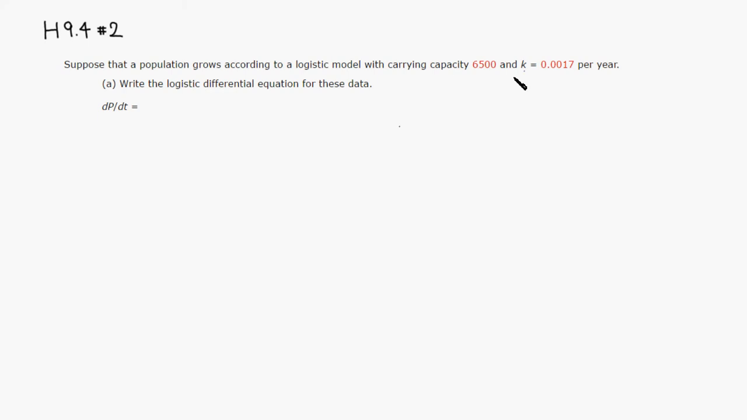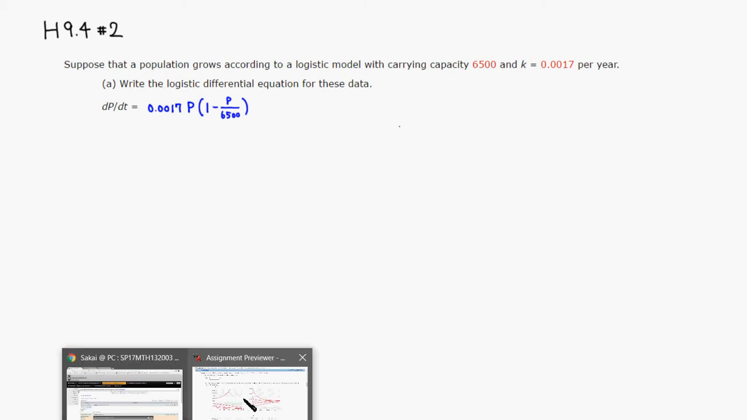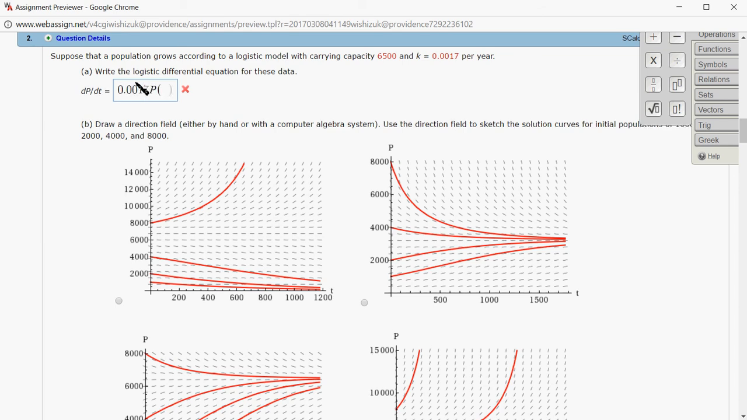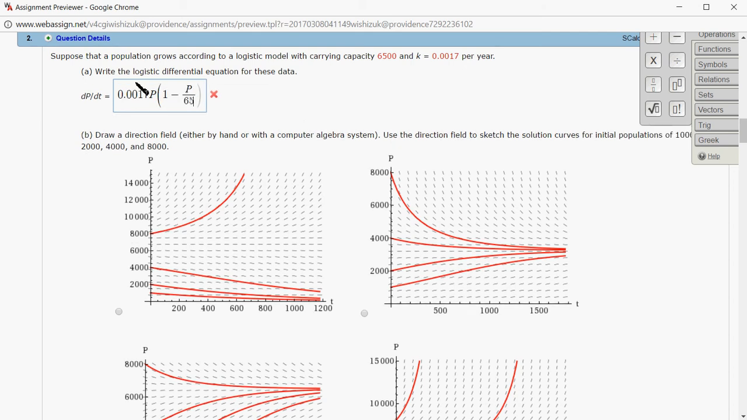Alright, so k is 0.0017, then times P times 1 minus P over 6,500. Alright, so that's the equation. So let's type it in. Alright, so we have 0.0017, P times 1 minus P over 6,500.